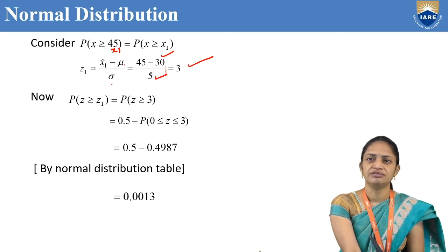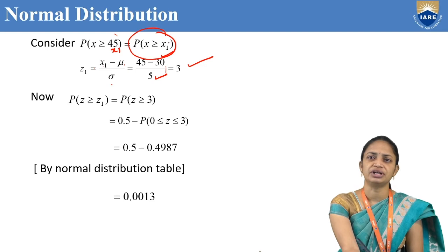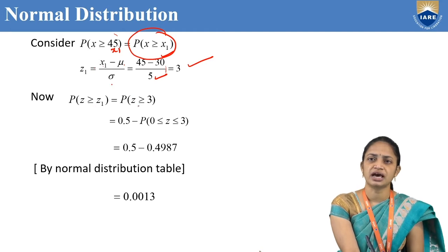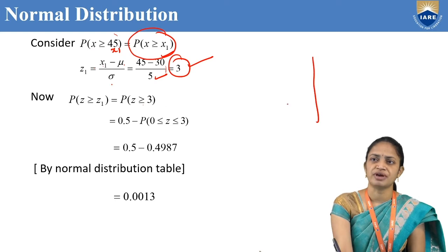So that means, which is in the form of P of x greater than or equal to x1, we have to convert into z. So that will be the probability of z greater than or equal to z1. Here the z1 value is 3. So this is a positive value, right?